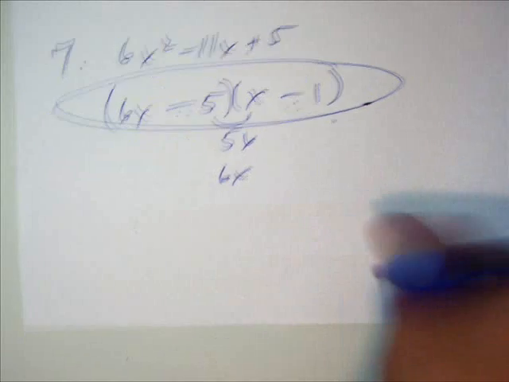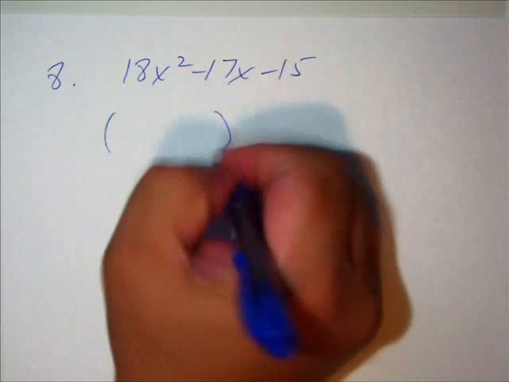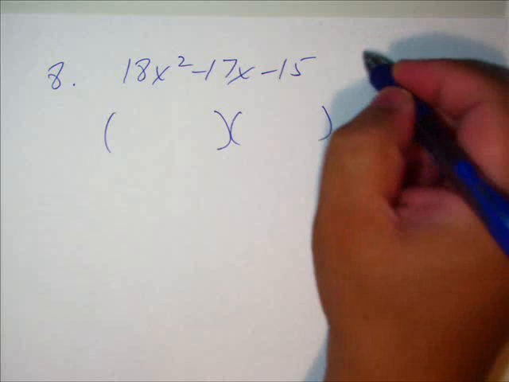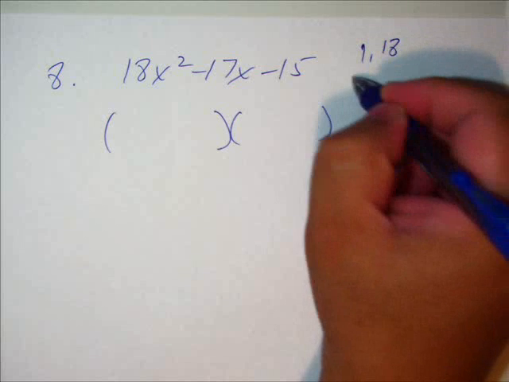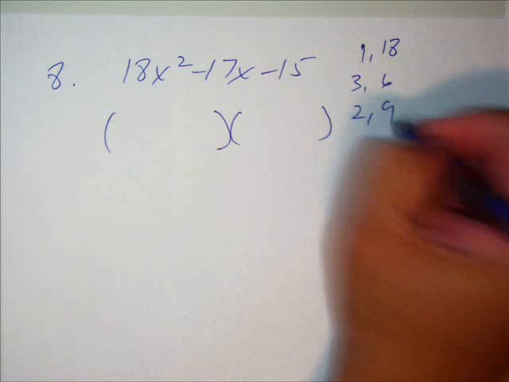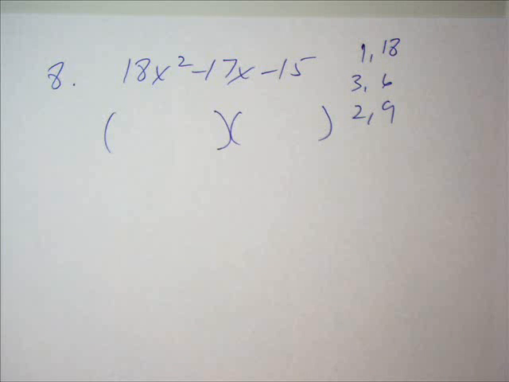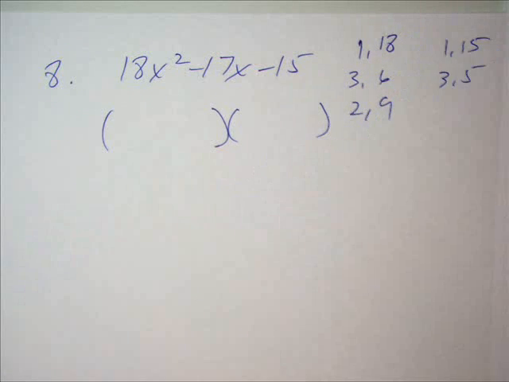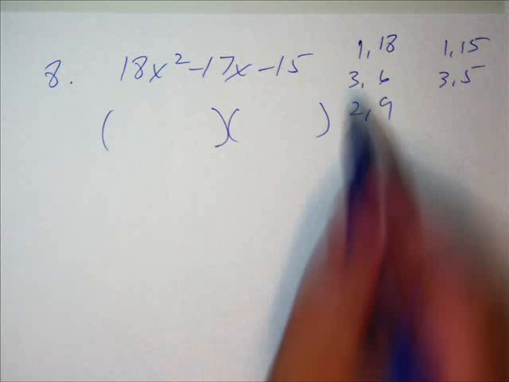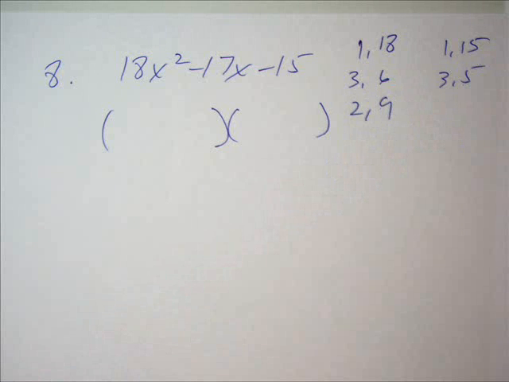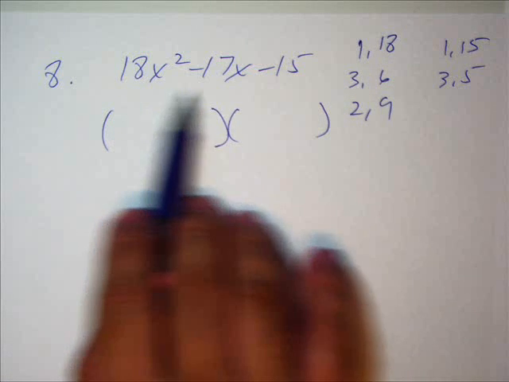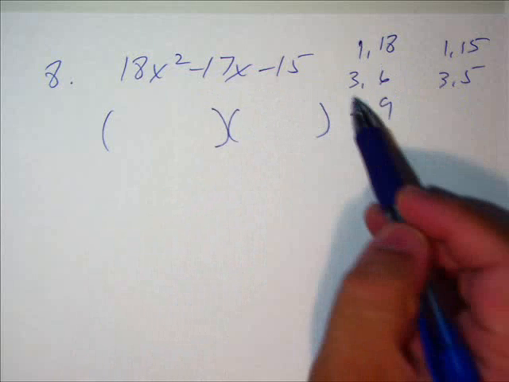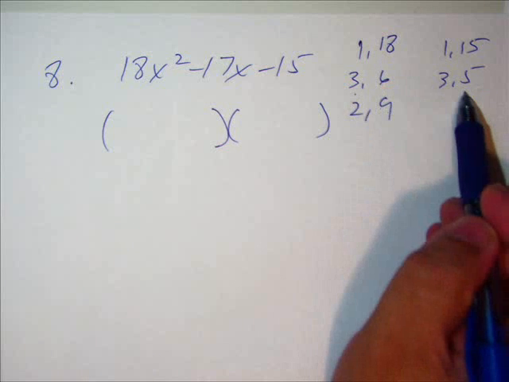8. 18 has a couple choices. Okay. 1 and 15, 3 and 5. Alright, let's shoot for the middle ones. 3, 6, 3, 5. It's actually not a good choice. Okay, check to see if they have common factors. No. So it probably wouldn't be 3, 6, and 3, 5.